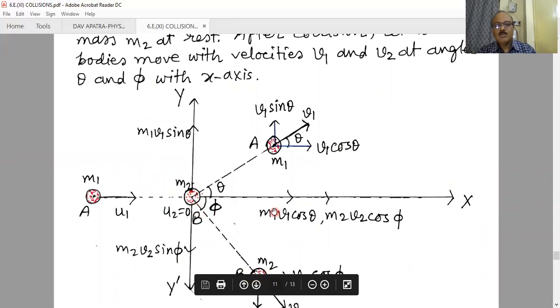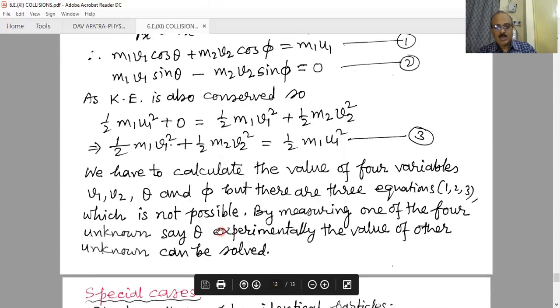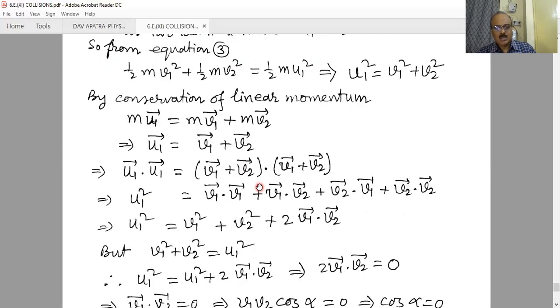Now we are considering the case when the masses are equal. From the dot product we can write left hand side dot left hand side equal to right hand side dot right hand side. That means u1 vector dot u1 vector equal to v1 vector plus v2 vector dot v1 vector plus v2 vector.